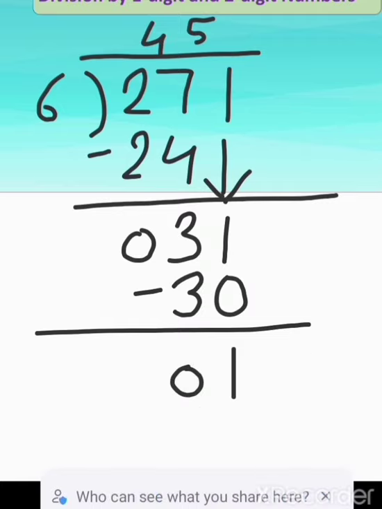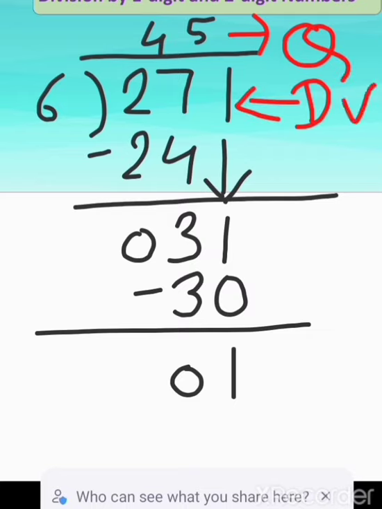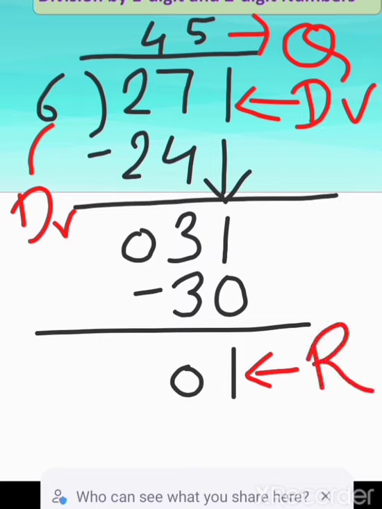Now students, you should be aware of the terms which we have already discussed in 4th standard: 45 is our quotient, 271 is our dividend, and 6 is our divisor. 1 is known as the remainder. You should be aware of these terms which we are going to use later on.